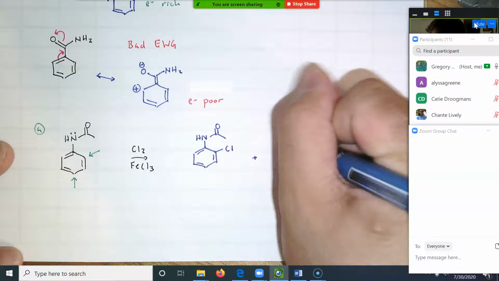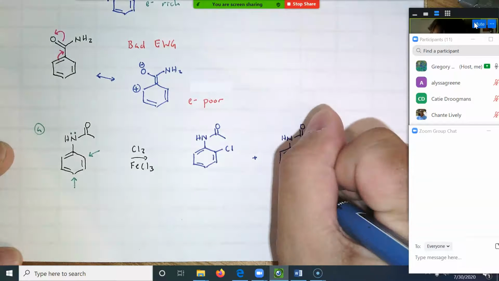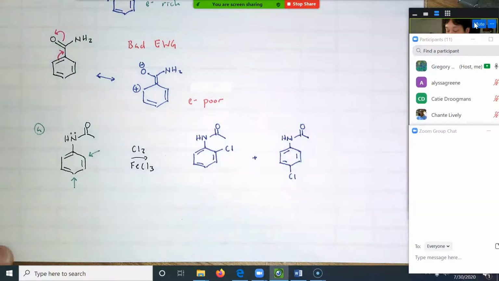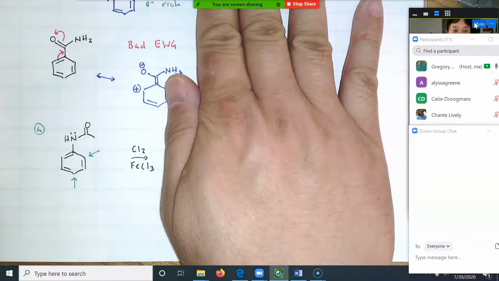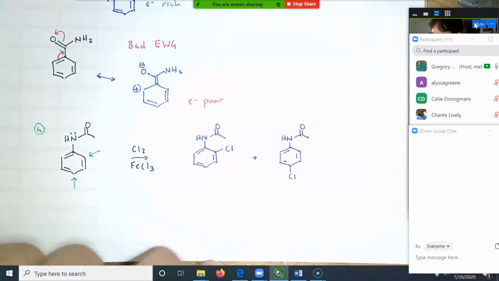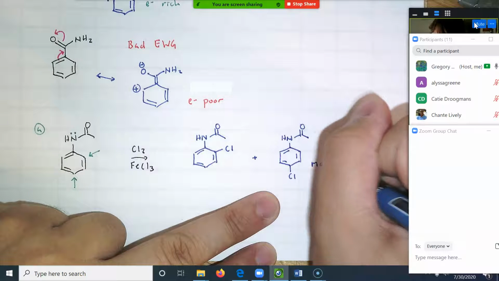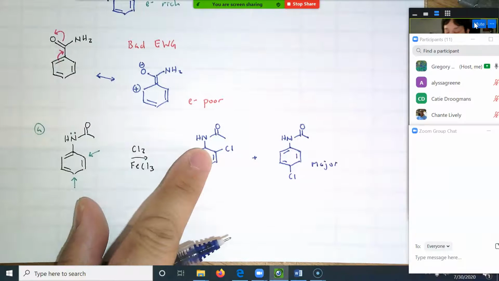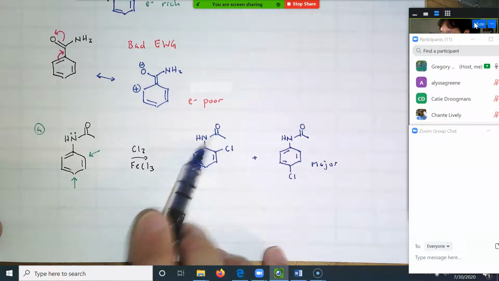So I know I'm going a little bit fast. This is being recorded, and I'll post the notes also afterwards. But you could test yourself, right? Just cover this up. Ask yourself, what is the product? Okay. All right. And the major one is going to be the para, just based on sterics. Okay. It's a lot harder to put something on this carbon because of some blockage.